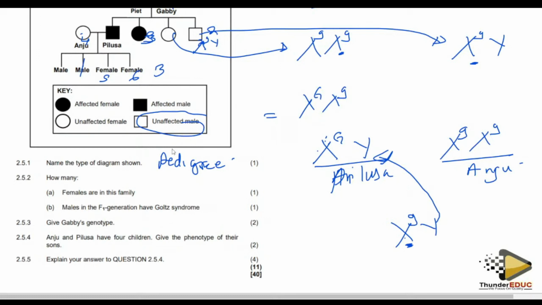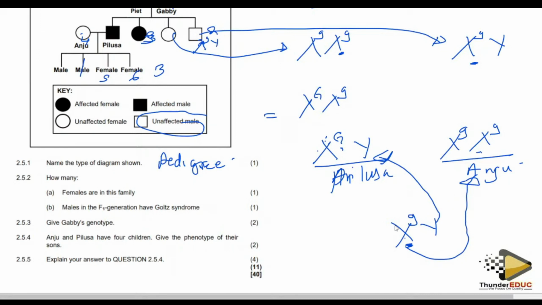Explain your answer. This question is similar to the question we tried to attempt before. Why are you saying that they're going to be unaffected? Pilusa is affected, because it's a dominant allele, while Anju is unaffected. Males inherit the Y chromosome from Pilusa. These sons inherit the Y chromosome from Pilusa, and they inherited the X with the recessive allele from Anju. Hence, the individual is going to be unaffected.